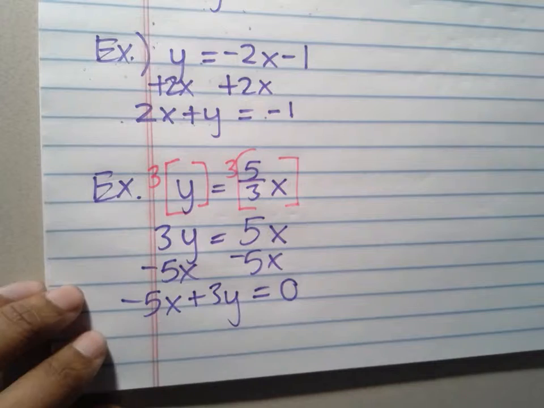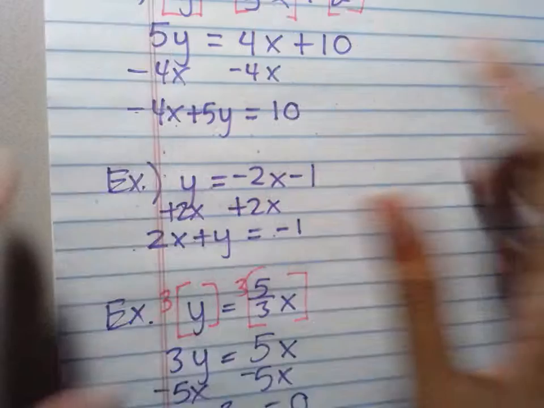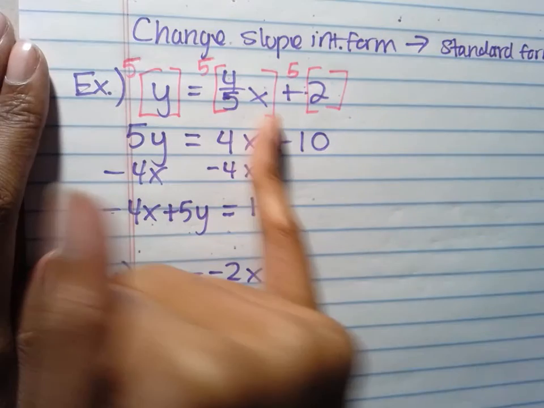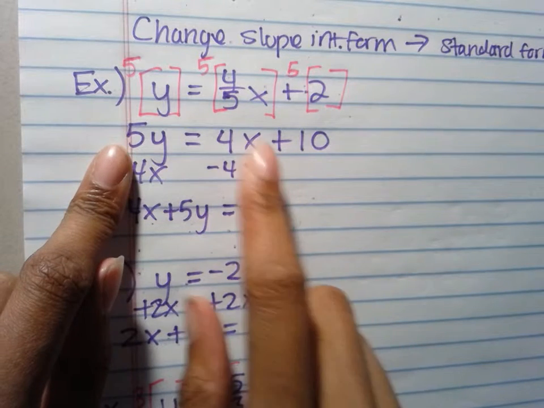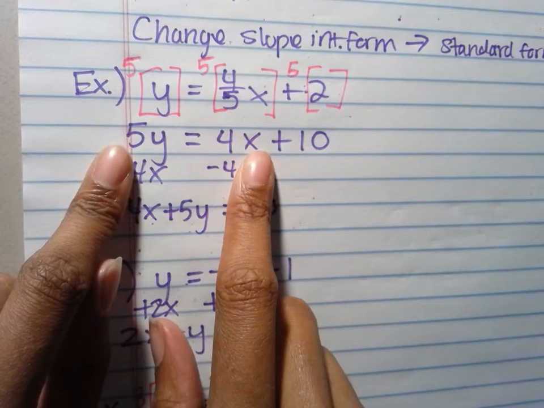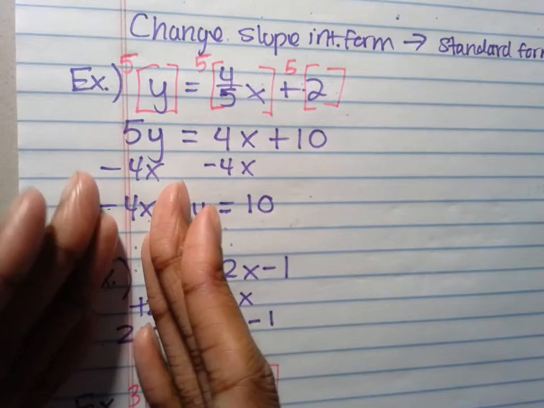All right, that is changing slope-intercept to standard form. So if you have a fraction, make sure to multiply the denominator by each part so you get rid of it, and then whatever letter is not on the left side of the equal sign, do the opposite of it, move it, so you get the x and y together on one side of the equal sign.